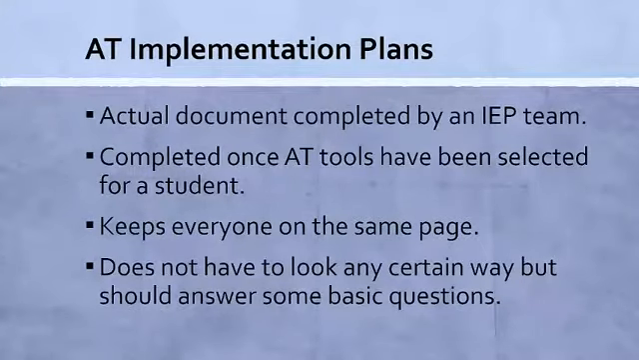So what is an implementation plan? Well, it's an actual document that is completed on each student who requires assistive technology. It is not a legal document like the IEP, but information from the plan should be incorporated at some level into the IEP. The implementation plan is completed once the IEP team has decided which tools best match the student's needs. Its purpose is to keep everybody on the same page, and it does not have to look any certain way, as long as it answers some basic AT implementation questions.